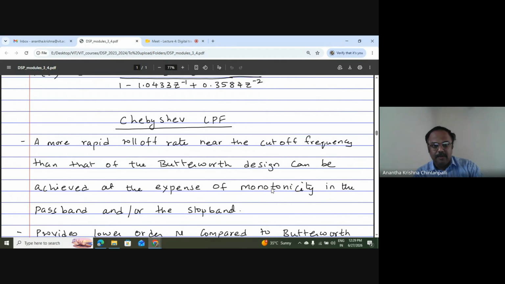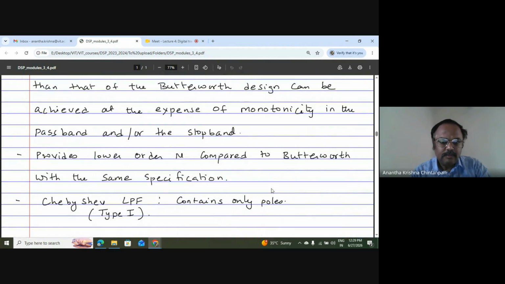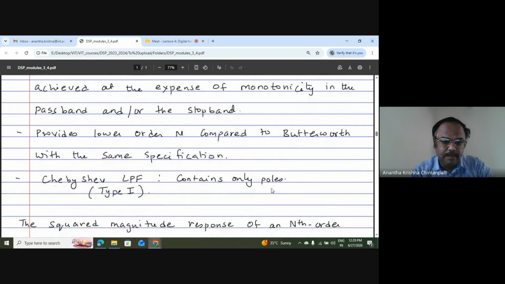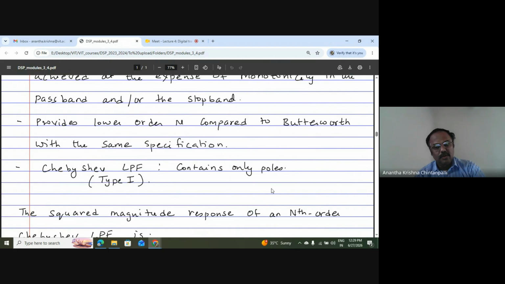As I said before, I'm going to talk only about the type 1 Chebyshev filter. There, you have ripples in the pass band region, and it's monotonically decreasing in the stop band region. When you sacrifice the monotonicity, you get a lower filter order n compared to the Butterworth with the same specification. So we're going to talk about the Chebyshev type 1 low pass filter, and it contains only poles.